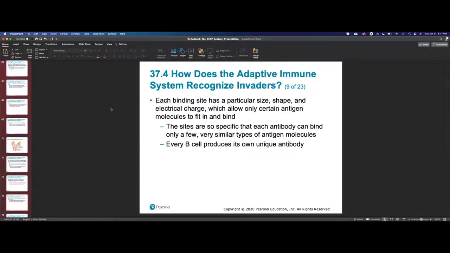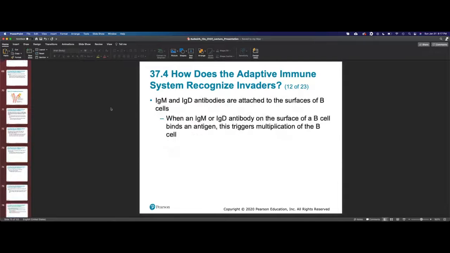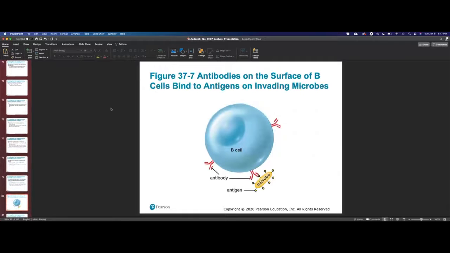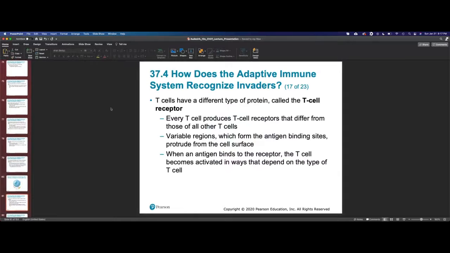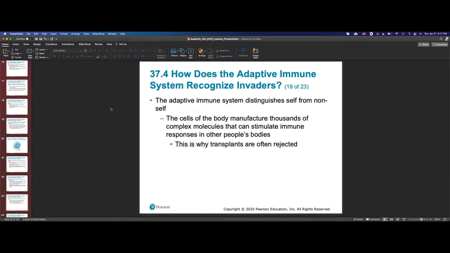And then, okay, as far as the T cells go, it's a few slides. Here we go. The T cell receptors, they are also going to be unique, just like B cells produce unique antibodies.